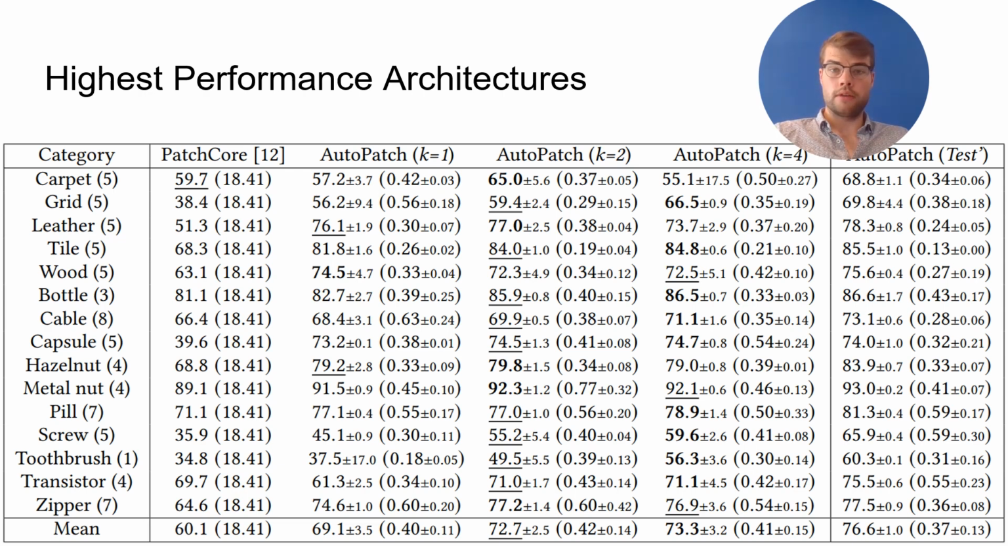anomaly, while the architectures discovered by AutoPatch require significantly fewer FLOPs compared to the default Wide ResNet-50 that is used in PatchCore. Increasing the number of anomalies used for the search improves the performance to some extent with diminishing returns.